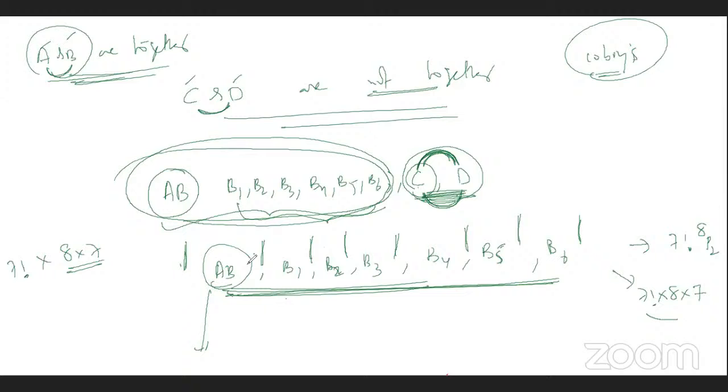Moreover, one thing we forgot here. Can I arrange AB? In how many ways can I arrange AB? 2 factorial ways. Into 2 factorial is also correct. Okay, what is my answer? Final answer: 7 factorial into 8P2 into 2 factorial.